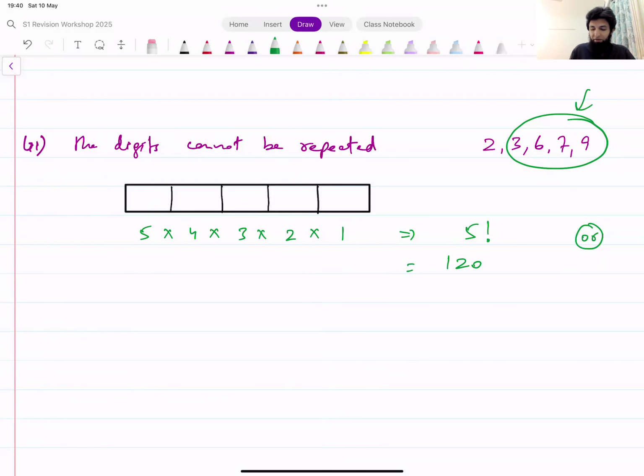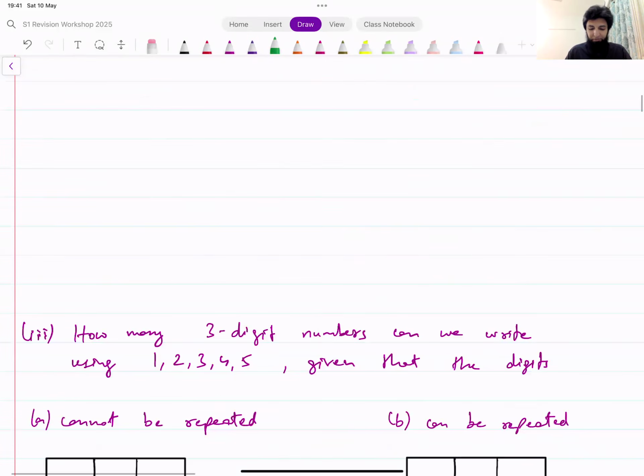Then 3 for the next, 2 for the next, 1 for the next. We multiply all of them and we get 5 factorial for that. And that turns out to be 120. So logically, it's 5 options for this, 4 for this, 3 for this. When we multiply all of them, we can write that as 5 factorial as well. That's another way of writing the same thing. And that's the total result that you get, 120. There's 120 different 5-digit numbers that you can get from this, such that no digit is repeated.